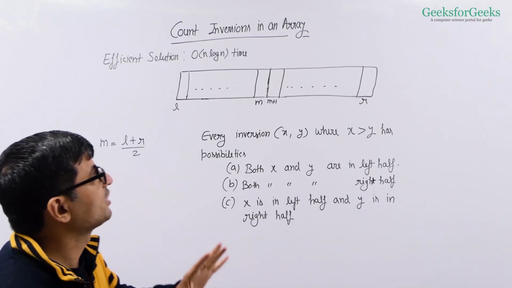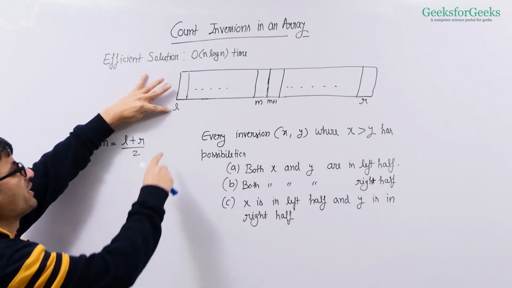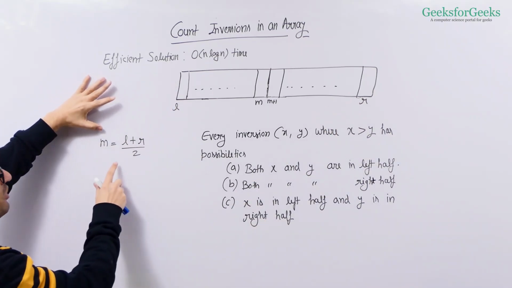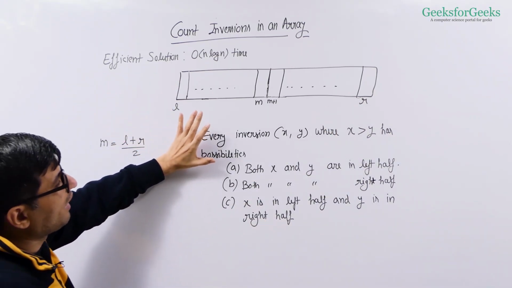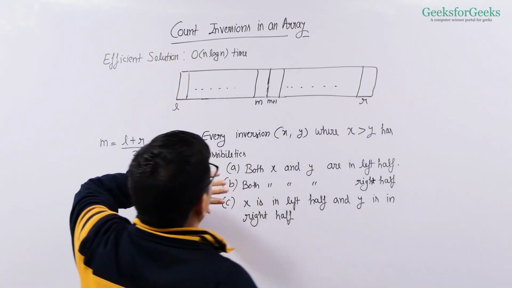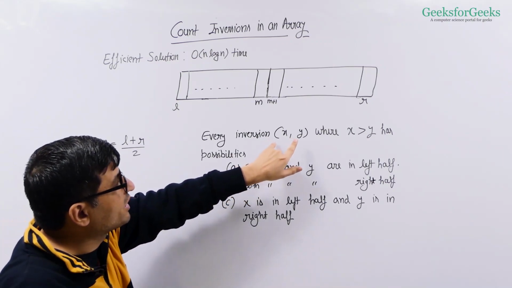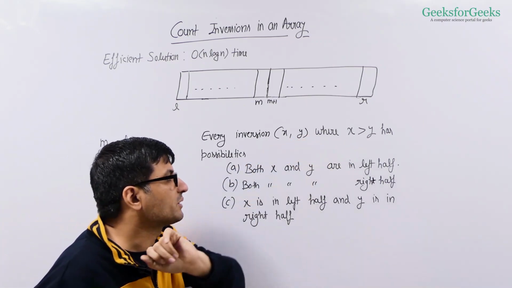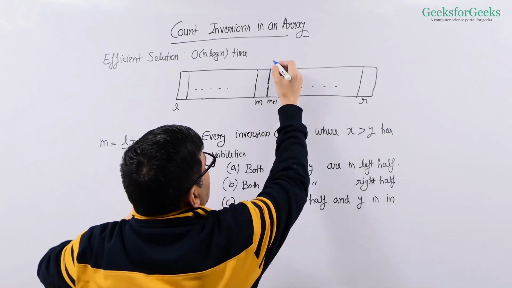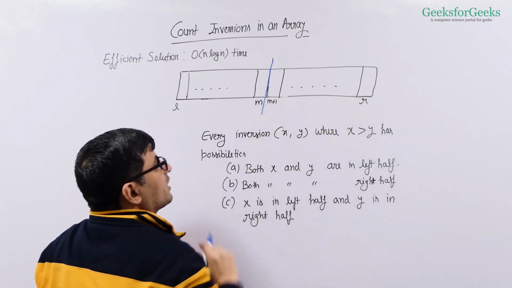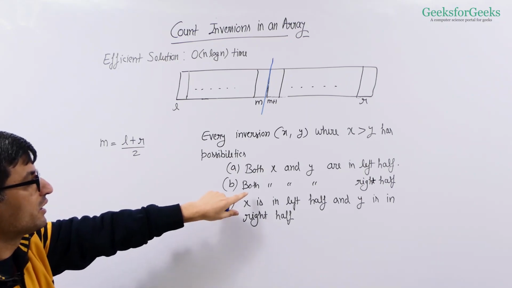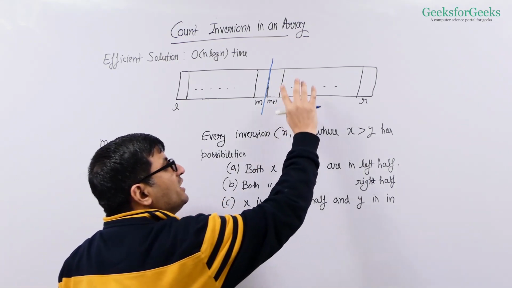Let's understand this approach. Say you have an array from elements L to R. L is the starting index and R is the ending index. You compute the midpoint like you do in merge sort, L plus R by 2. After you compute the midpoint, every inversion in this whole array can have 3 possibilities. Here we are considering an inversion x, y such that x is greater than y. The first possibility is both x and y lie in the first half. So this is the first half and this is the second half. So both x and y lie in the first half. That's one possibility. The second possibility is both x and y lie in the second half.